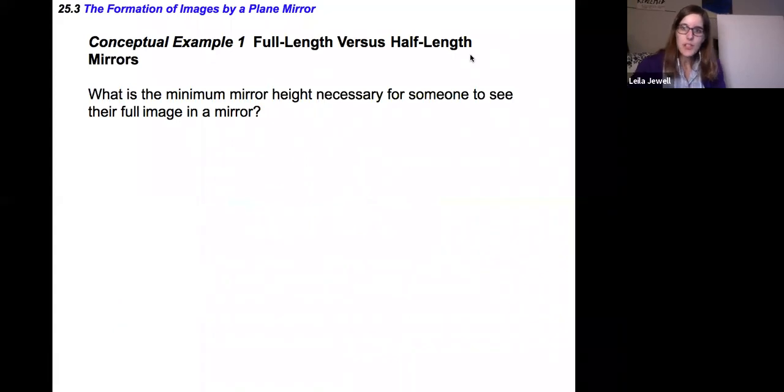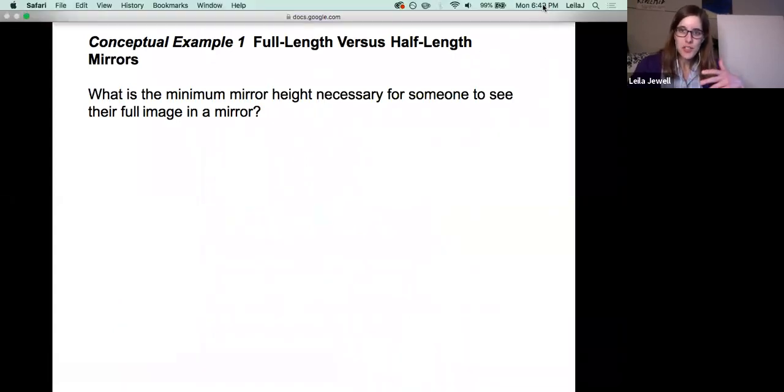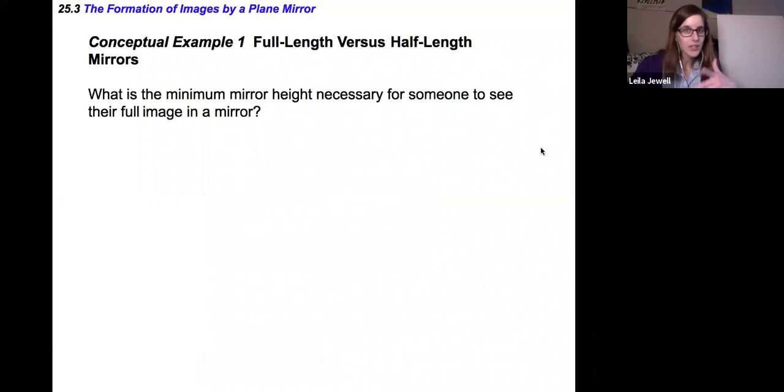Now, there still are some interesting things we can do here. Just because it's a plane mirror doesn't mean it's a plain and boring mirror, right? So we could look at mirrors and say, hey, what's the minimum mirror height necessary for someone to see their full image in a mirror? Do they need the full length mirror to be able to see, from head to toe, what they look like?